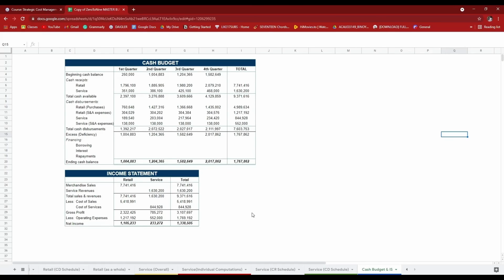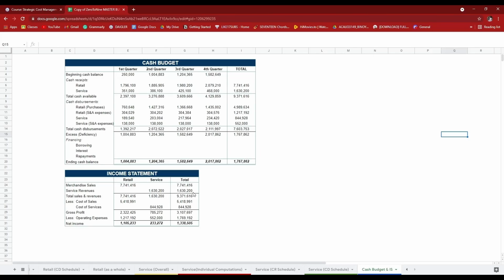Now, for the service, the total revenue is 1,630,200, less the cost of service of 844,928. We will have a gross profit in service operation of 785,272, less the operating expenses of 552,000. The net income for service is 233,272.